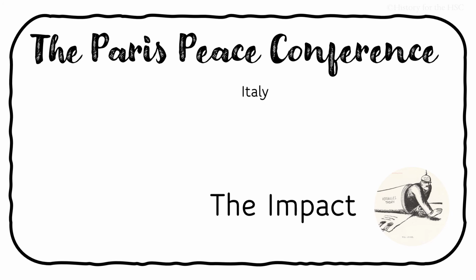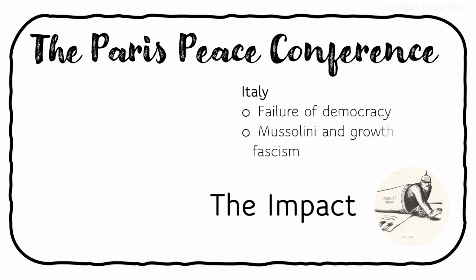Now, in Italy, the failure of the Italian democratic government to achieve its territorial aims contributed to the failure of democracy in Italy. It allowed Mussolini to point to the failings of democracy, and it allowed for the growth of fascism and the disappearance of democracy in Italy.